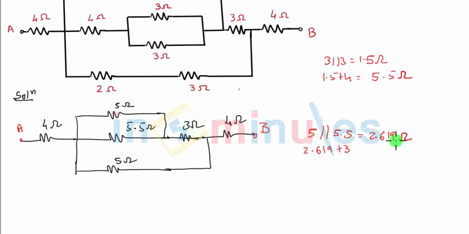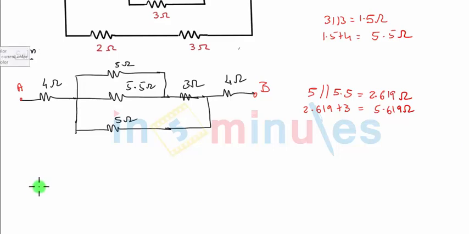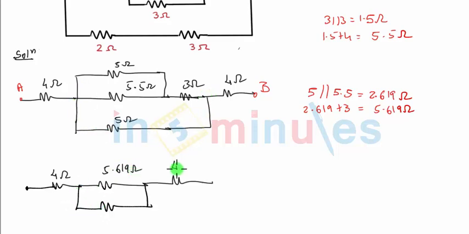So 5 parallel 5.5 comes out to be 2.619 ohm, and 2.619 comes in series with 3 ohm, so that gives me 5.619 ohms. So let us draw the equivalent circuit in the next step now. This 4 ohm resistance remains as it is, and we have clubbed these two resistors with the third resistor, and that will become 5.619 ohm. And now you can see that this 5 ohm resistance comes in parallel, so this becomes 4 ohm here and this is 5 ohm here.